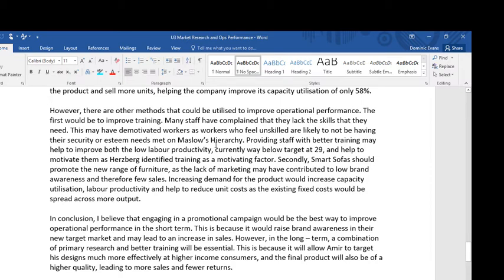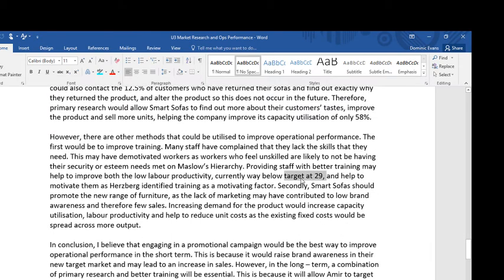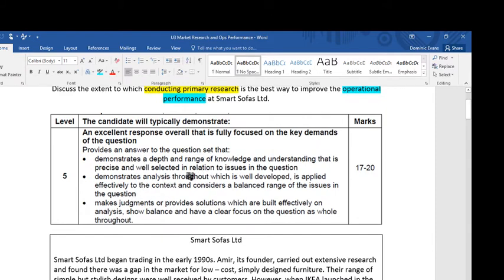Whenever you're talking about motivation and demotivated staff, it's always good to link it to a theorist. Providing staff with better training may help to improve both the low labour productivity, currently way below target at 29. So now I've shown the examiner another calculation that I've put in, and help motivate them, as Herzberg identified training as a motivating factor. So again, I've tried to use the theorist to back up what I'm saying. This would come under range of knowledge that's well selected in relation to the issues in the question.